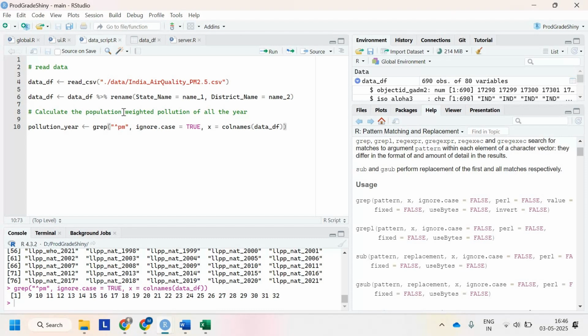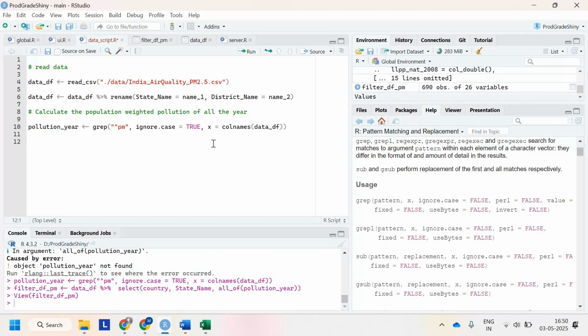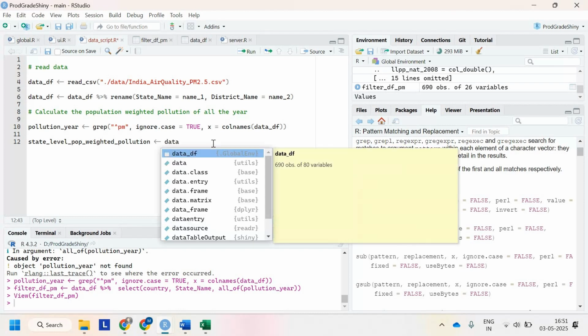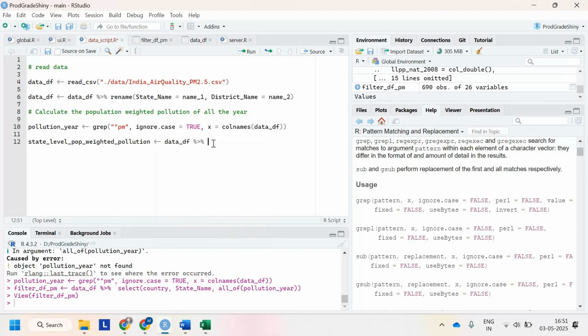If you want to be more clear about this concept, you can also search on Google. So let's now select all the columns that have particulate matter. Let me calculate the state level population weighted pollution. I'm going to write the name of the data frame as state level population weighted pollution, and I'm going to use the data frame data.df, and do the group by. I'm grouping it by state name.